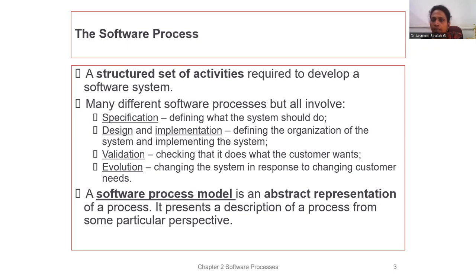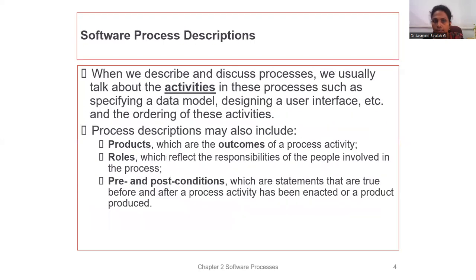We have specification where we define what the system has to do. And then the next step is design and implementation where you define the organization of the system and the implementation of the system. And you try to validate that particular system, checking out what the customer really wants. And then we try to move into the step of evolution, which is changing the system in response to changing customer needs. And a software process model is defined as an abstract representation of a process. It presents a description of a process from some particular perspective.